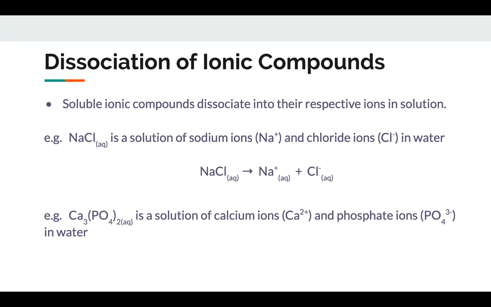Another example is if we were to have a sample of aqueous calcium phosphate, it would actually be a solution of calcium ions and phosphate ions in the water. And then the dissociation equation looks like this. So you also need to pay attention to those subscripts and how many of each ion you have. So in this case, calcium phosphate is Ca3(PO4)2. That means there are 3 calcium ions and 2 phosphate ions, which are aqueous as well.